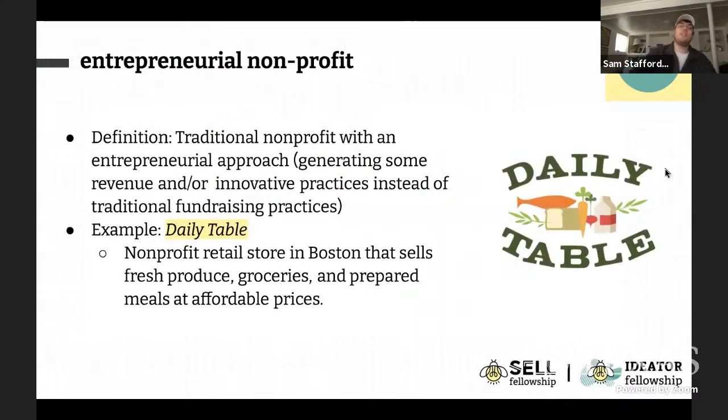So let's first start off with the entrepreneurial nonprofit. An entrepreneurial nonprofit is a traditional nonprofit with an entrepreneurial approach, which means that it generates some revenue and/or innovative practice instead of traditional fundraising practices, meaning that essentially it is a nonprofit, so it's a 501c3, but they have something that is funding their initiatives, like we were talking about earlier.